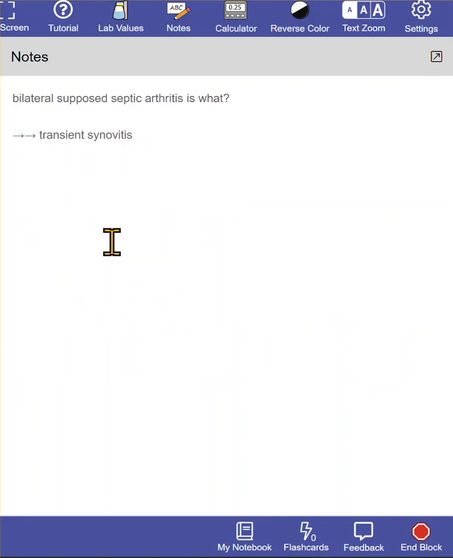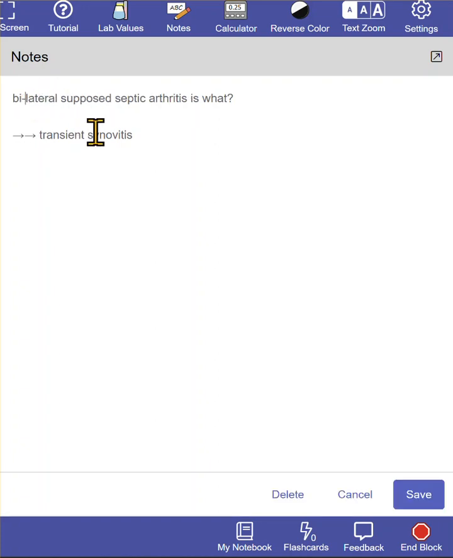So bilateral supposed septic arthritis is what? It's transient synovitis. I just want to take this apart. Bilateral, meaning both sides. And supposed, meaning it seems similar to septic arthritis.